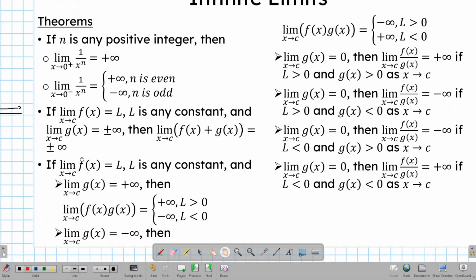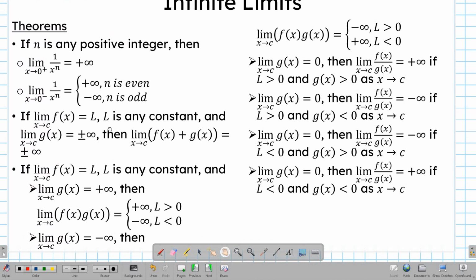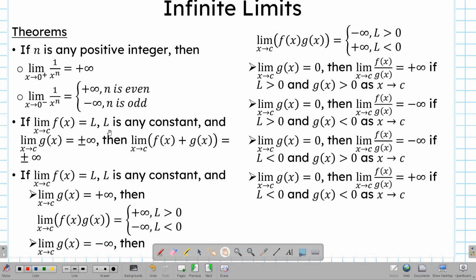Now, the other theorems regarding infinite limits say how we proceed when there are operations involving them. For example, if the limit of f of x as x approaches c equals L, being any constant, and the limit of g of x as x approaches c is either positive or negative infinity, then the limit of the sum, and actually including subtraction, the sum or difference of the two functions would just be positive or negative infinity.